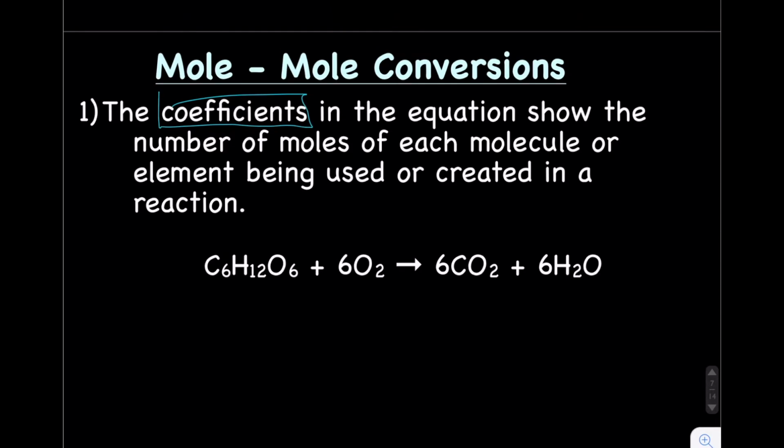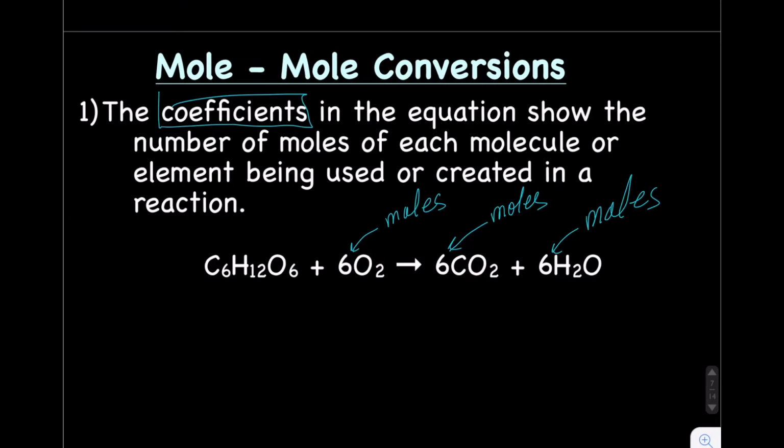Remember the coefficients that we used in the chemical reactions unit? We use those to balance the equation, right? So that we end up with the same number and types of atoms on both sides of the equation. So we're following the law of conservation of mass and matter, right? Well, it turns out that what you could say is that we have 6 moles of oxygen and 6 moles of carbon dioxide and 6 moles of water.